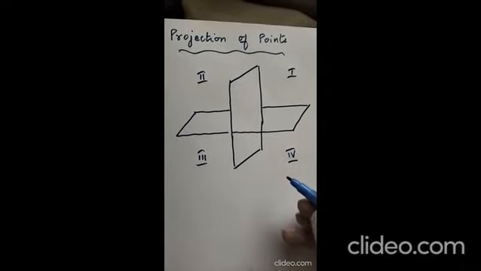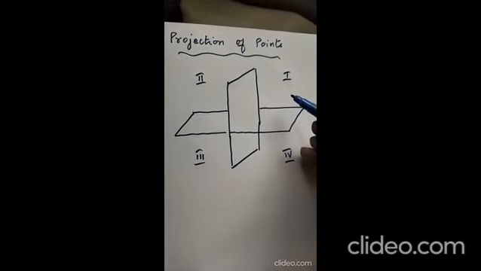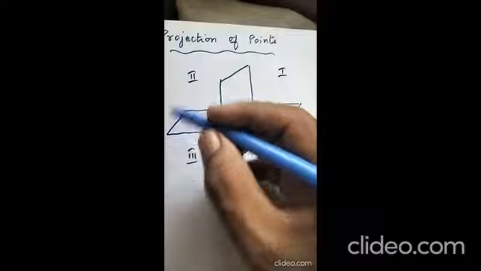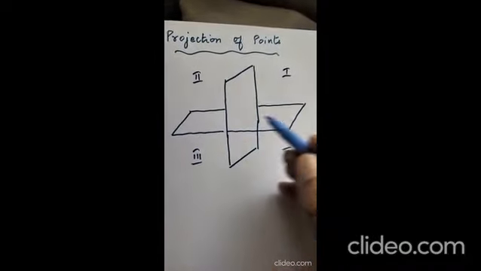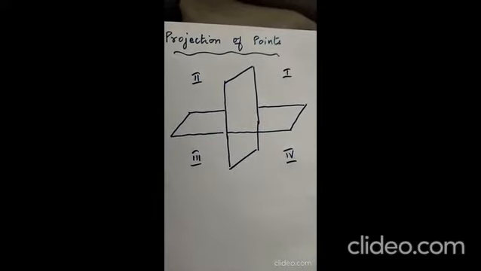So we see now how different points can be placed or assumed to be placed in these quadrants and how their projections can be obtained on different planes like this. First we will see projection of a point in the first quadrant. So we are placing a point in the first quadrant. What is the logical meaning of this? The point in the first quadrant is above HP and in front of VP.